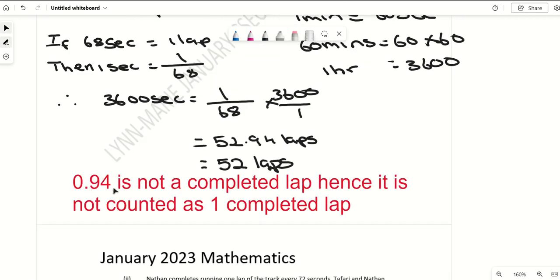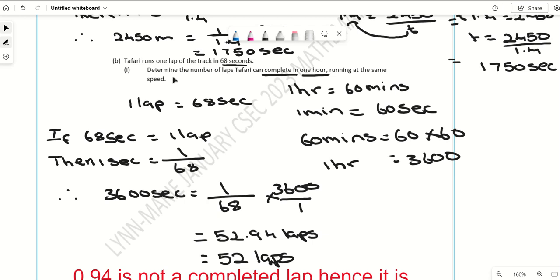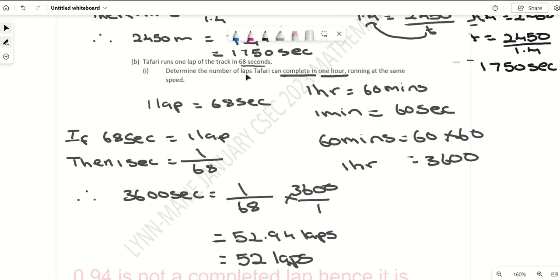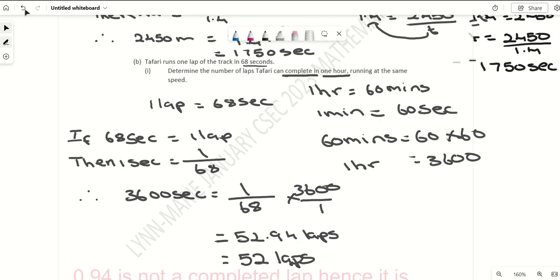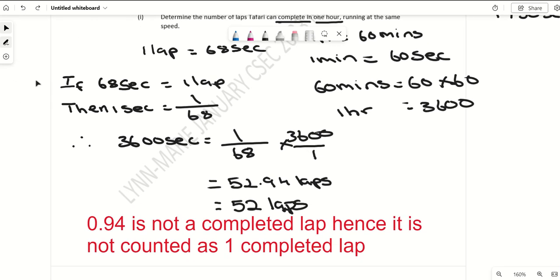Again, 0.94 is not a completed lap. Hence, we cannot count it as 1 lap. So you do not approximate 52.94, right? We want to know the completed laps because they ask you to determine the number of laps Tafari completed. He did not complete that 0.94, it is not a completed lap, so we will not count it as 1, so it's just 52 laps.